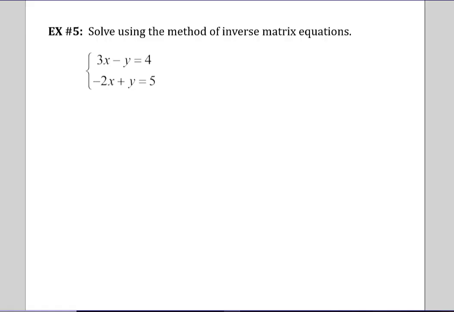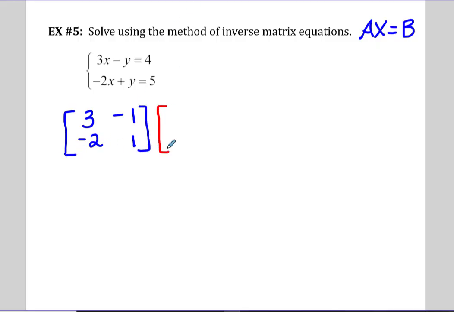So remember, my goal is to write a matrix equation with matrix A times a variable matrix, and that's going to give me my solution set here. So first we start out with the coefficients. That's 3 and -1, -2 and 1. So I've got my coefficient matrix. I'm going to multiply that by my variable matrix, x times y, and that's going to be equivalent to my solution matrix for 5.